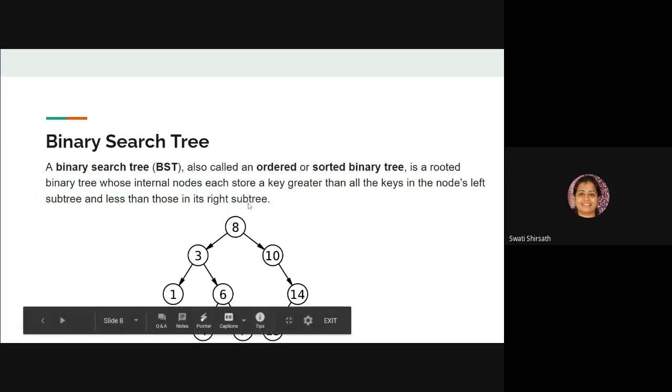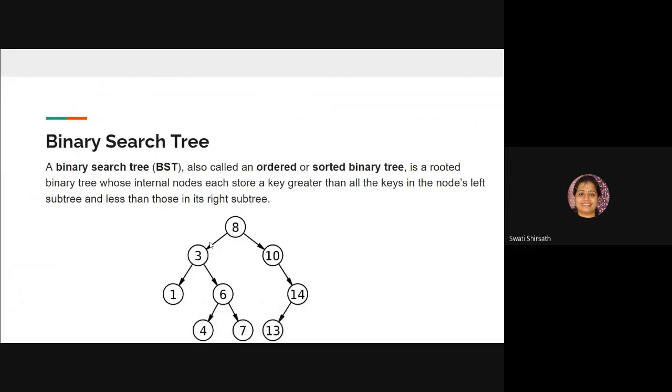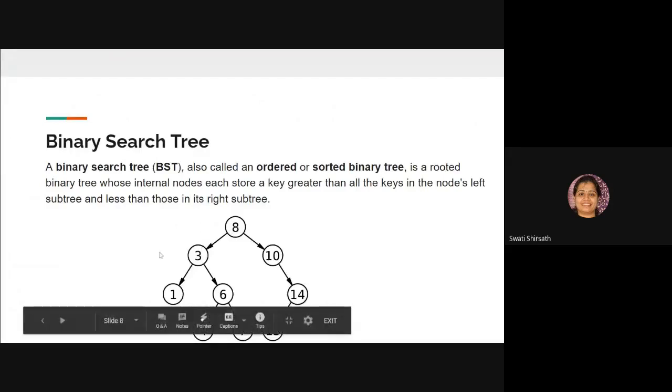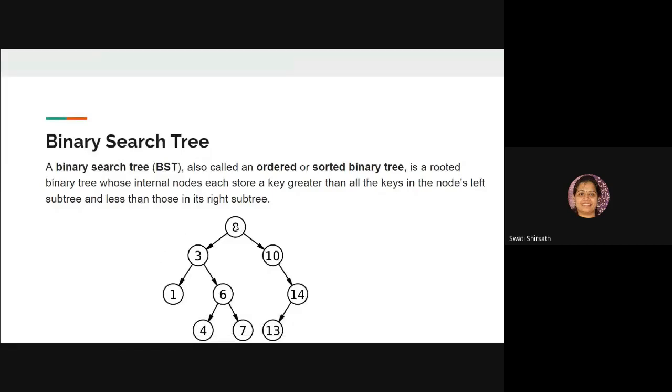So here, if you look at this tree, root 8 is there. If you look at the left subtree of this 8, then all vertices are less than 8. And if you look at the right side of the 8, then all vertices are greater than 8. So the right subtree always has nodes greater than the root, and the left subtree has nodes less than the root. That is the basic definition of a binary search tree.